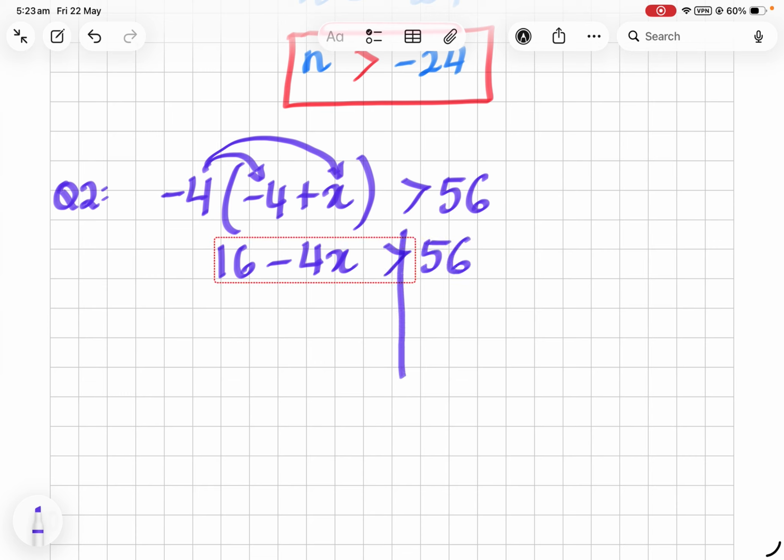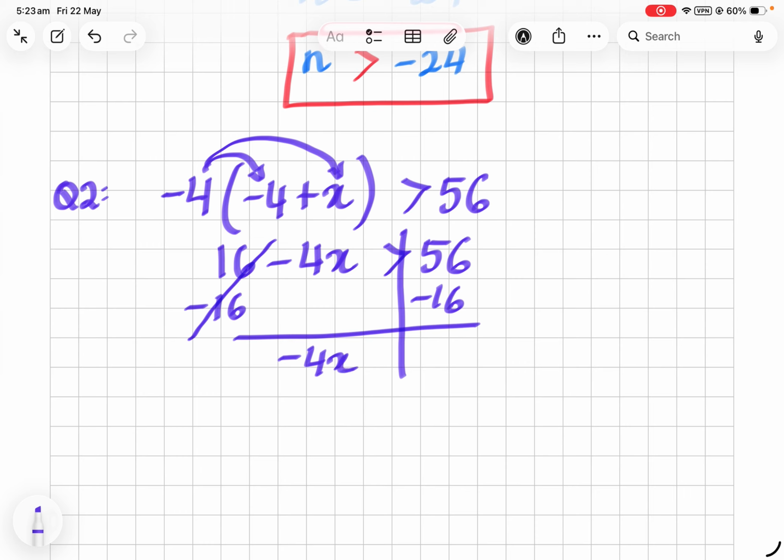Now solve just like any other equation: letters to the left, numbers to the right. If you're moving something, do the opposite on both sides. So this brings negative 4x is greater than 40. Now divide both sides by negative 4, because negative 4x means negative 4 times x. So you're getting rid of that negative 4 by dividing by negative 4 on both sides.